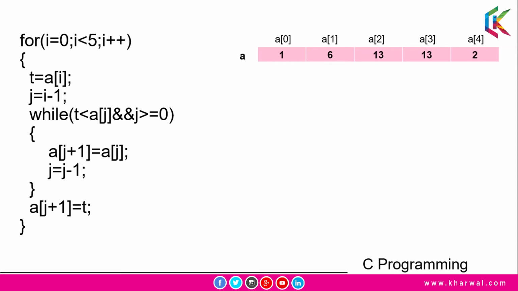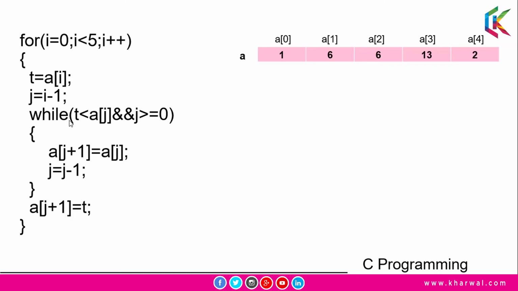So this condition is true, and 1 greater than equals to 0. This is also true. So a of 1 will be shifted to a of 2. So the 6 will be shifted to a of 2 like this. And j will be decremented by 1. So the value of j will be 0. Now it will again check this condition.